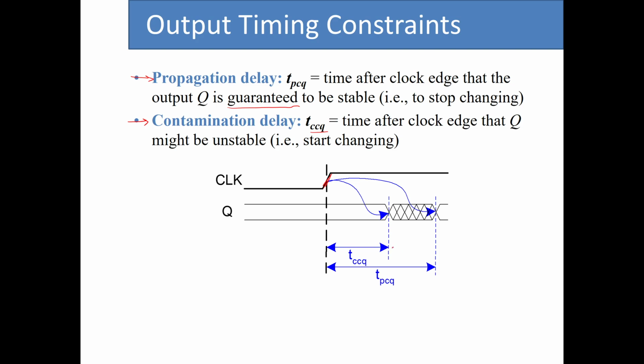So if you look closely, the amount of delay for which Q is stable can vary between these two limits, right? So it's definitely larger than TCCQ and smaller than TPCQ.